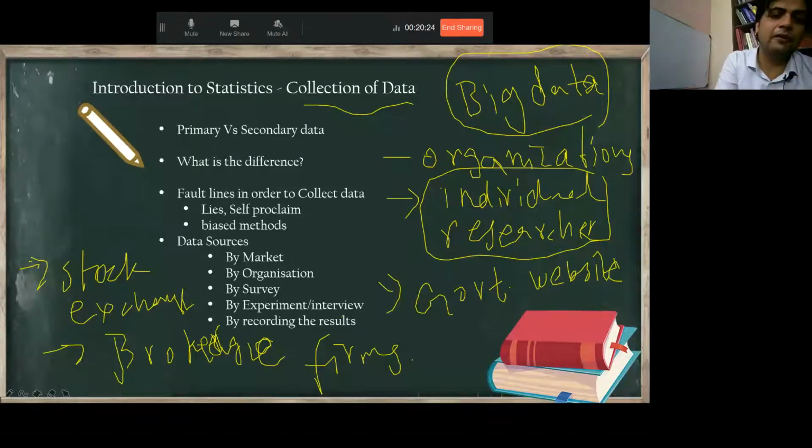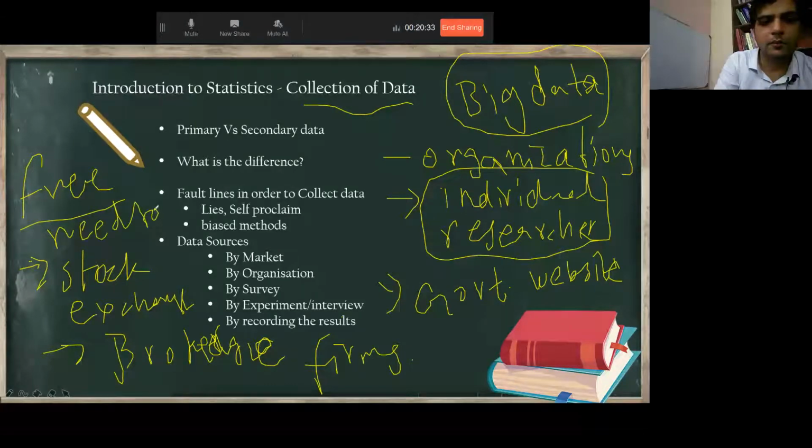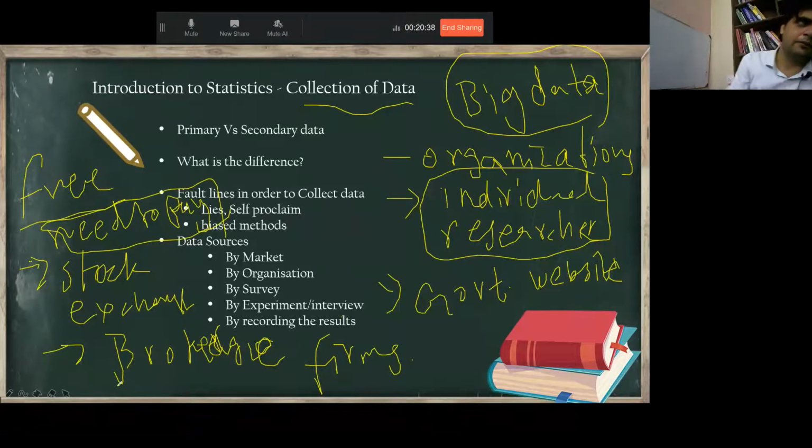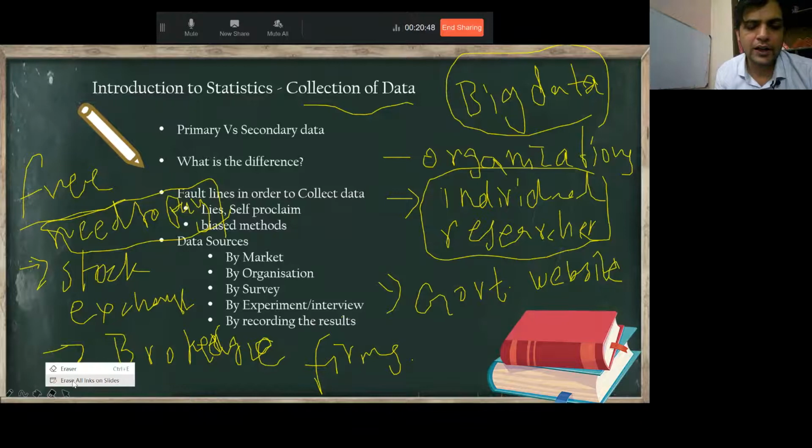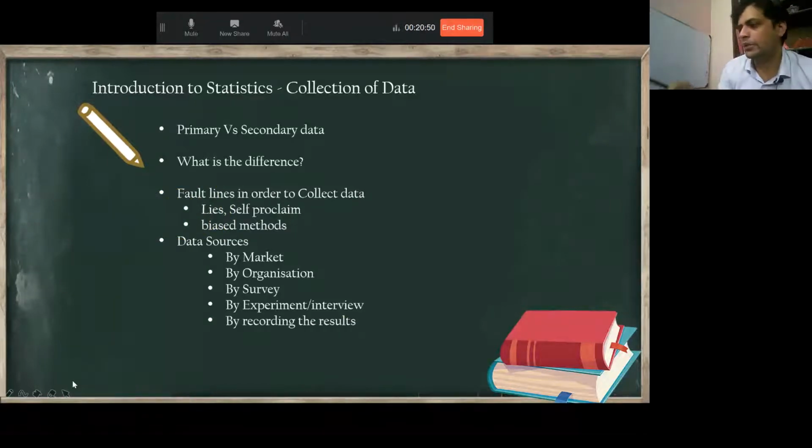Most of them are free, but sometimes you need to pay. So that's the problem when you need to pay, because you are in student life. Mostly your university has already paid, so you can have certain access to the data while staying in the university, using the university facilities, internet.